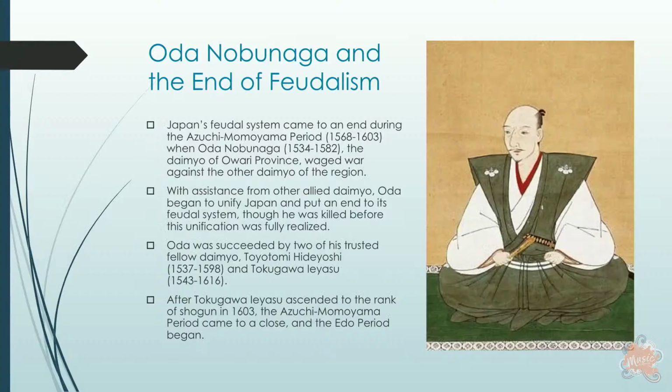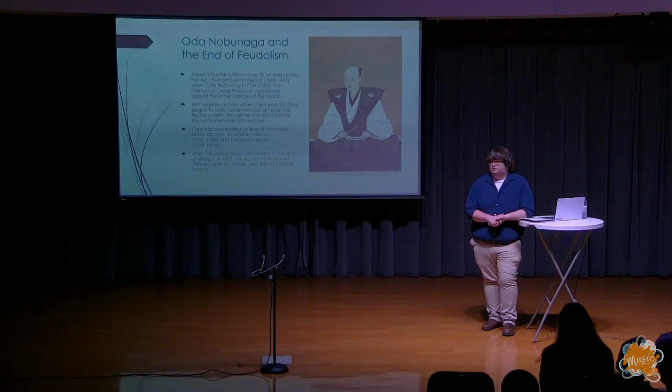Towards the end of that feudalist era, I know I'm breezing past it just a little bit, the Kamakura and Muromachi periods make up that beginning, but then towards the end of it, in the Azuchi Momoyama period, we see Oda Nobunaga, this man on the right, very handsome guy. He was the daimyo of Owari province. He waged war against some of the other daimyo of the rest of the region, along with a couple of his more trusted daimyo from neighboring territories. Toyotomi Hideyoshi and Tokugawa Ieyasu were his two most trusted other daimyo that he led this charge with.